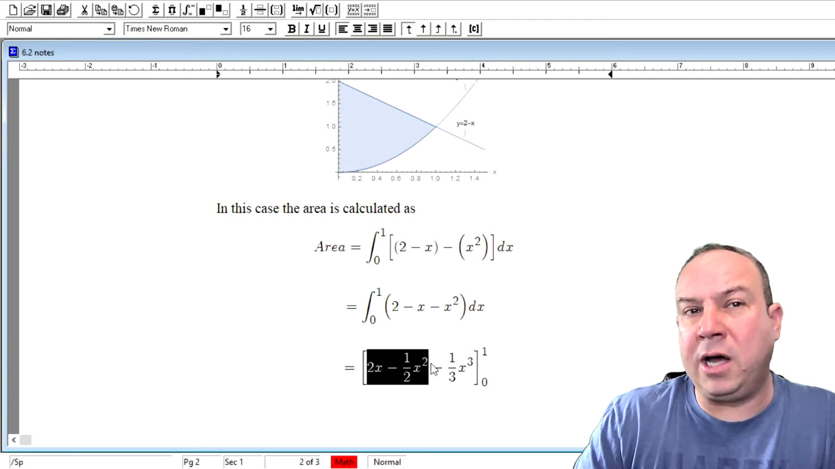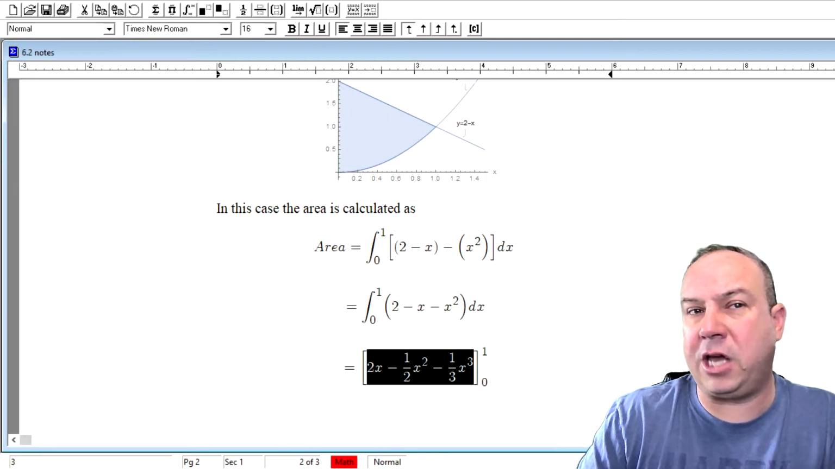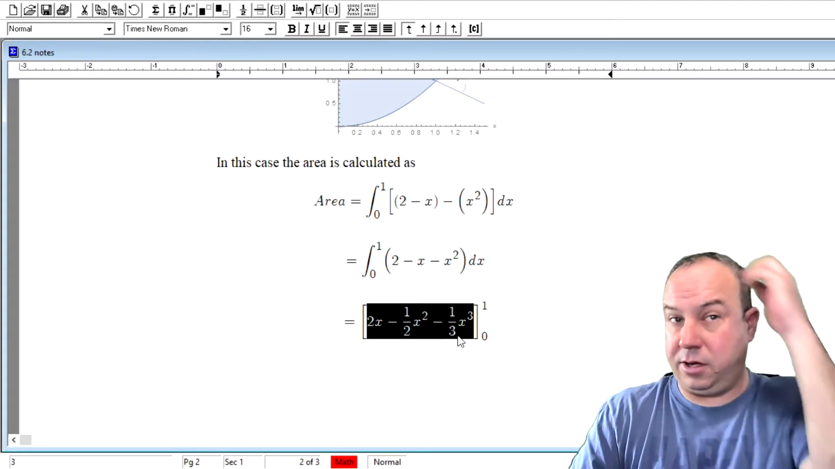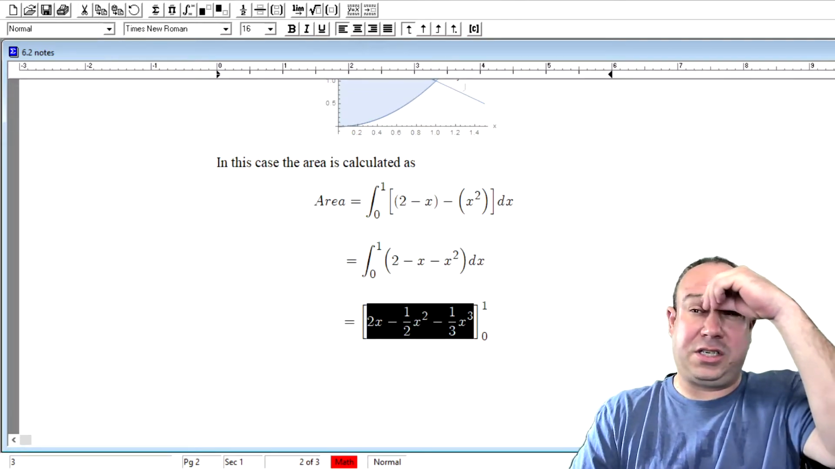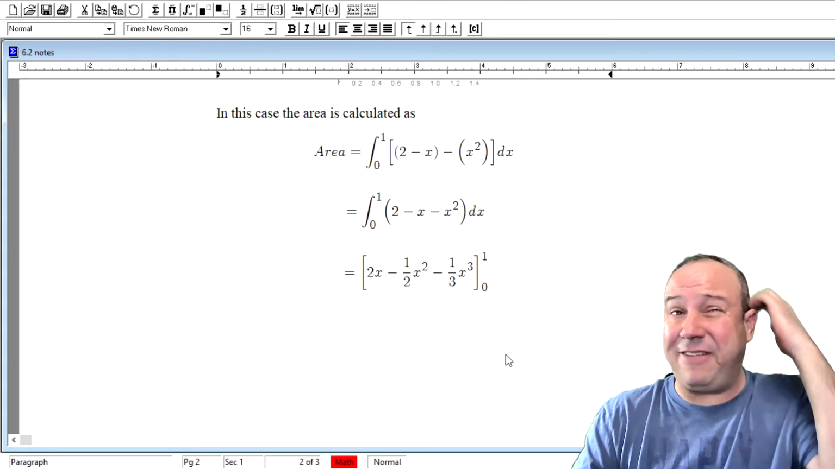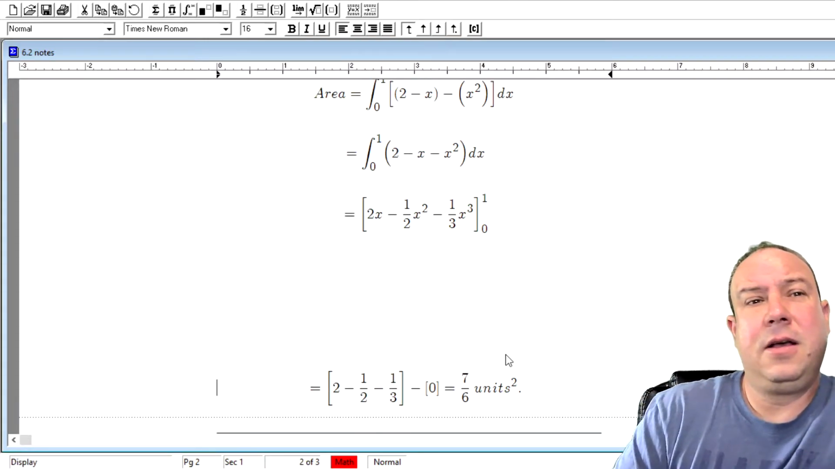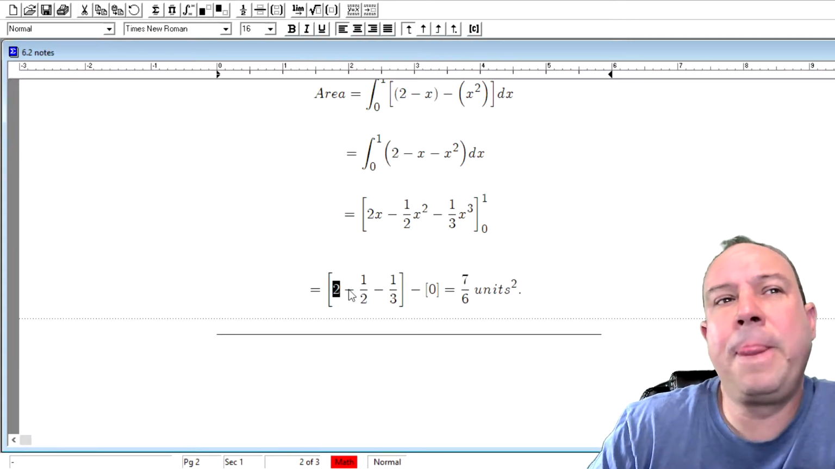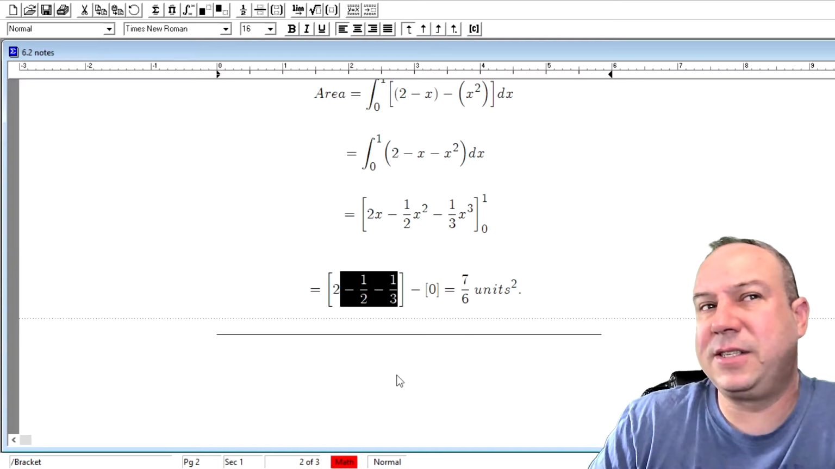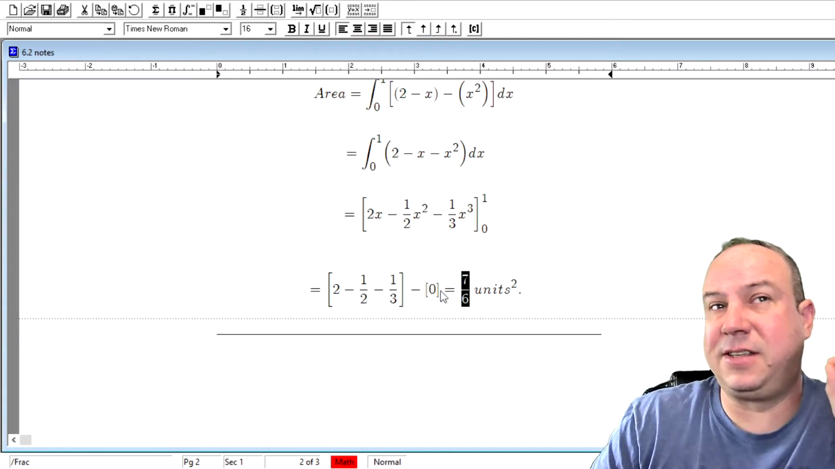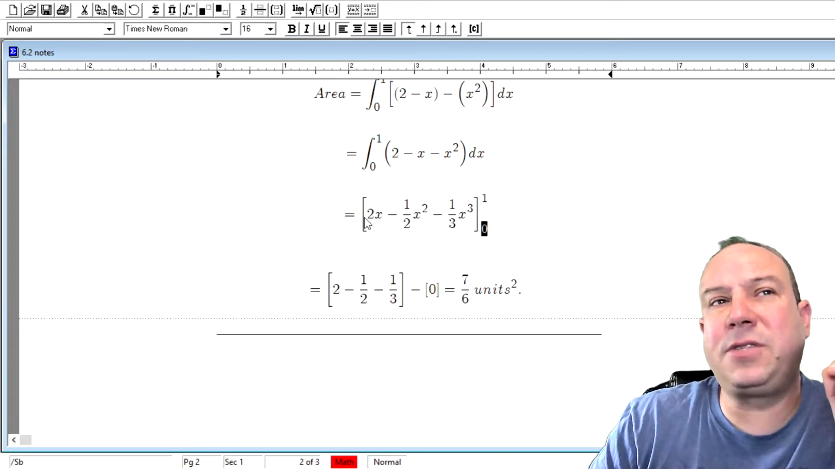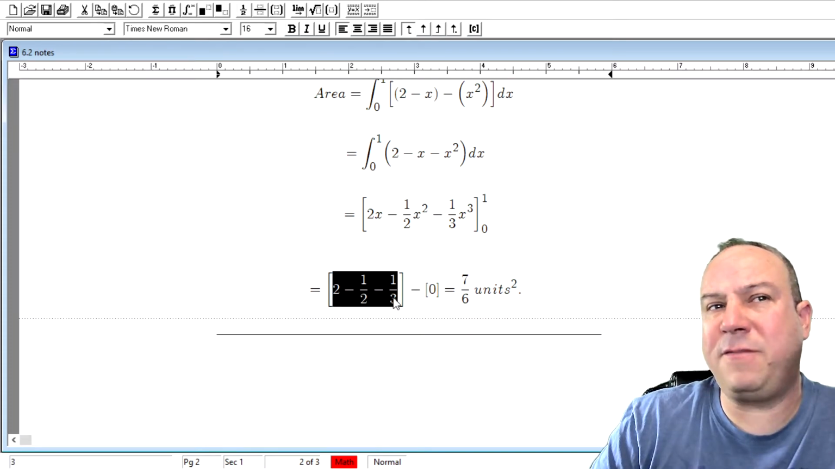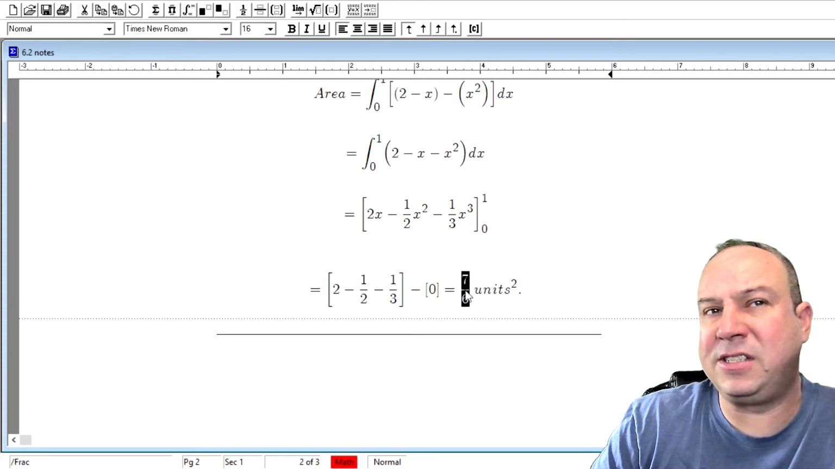So at 1, we substitute 1 into all these locations. And that will give us what? 2 minus 1/2 minus 1/3. Which, if I remember correctly, is 11/6 in value. Or sorry, 7/6 in value. That's 12/6 minus 5/6, which would leave us 7/6 in value. Minus, when we substitute in 0, well, you just get 0 out of that. So 2 minus 1/2 minus 1/3 minus 0 is 7/6.